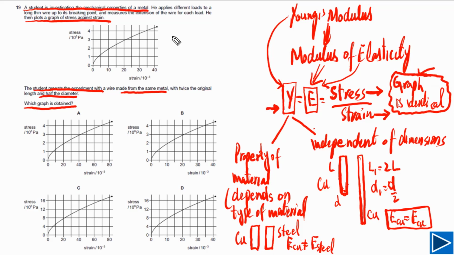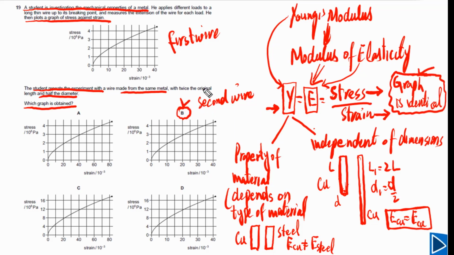This is our graph for the first wire. You can see this is the graph for the first wire. So simply we can say this is for the first wire. This has to be the graph for the second wire because these two graphs have to be identical. So this is the graph for the second wire. Graphs are identical. Why? Because it is made of the same material. So our answer for this question is B.